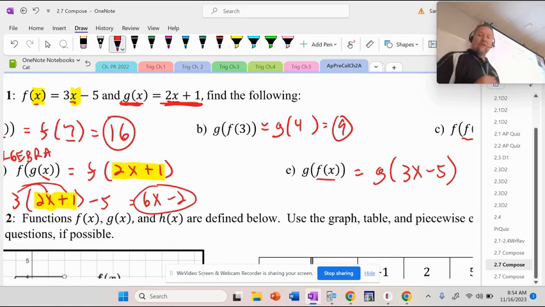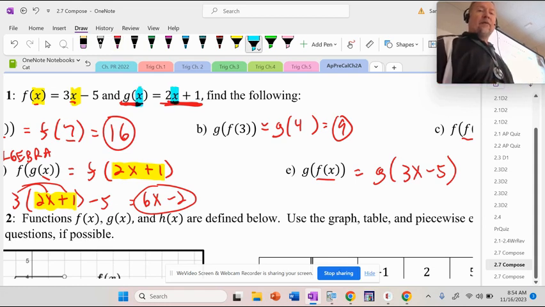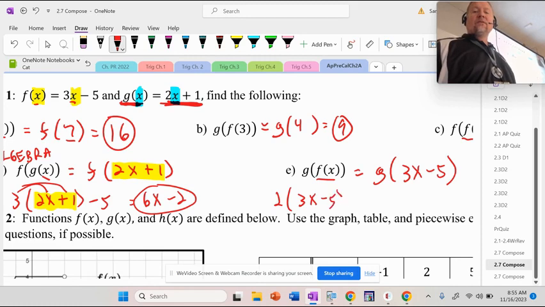All right, so g of 3x minus 5. I guess I could highlight this though. Wherever there's an x now, I'm putting 3x minus 5 in its place in the g function. So substitution really is what it is. All right, and then this is 6x, negative 10 plus 1 is negative 9. So I have 6x minus 9. Great. These are unique questions.